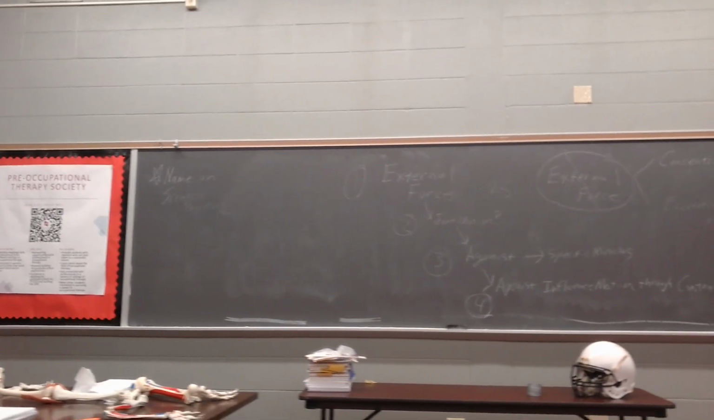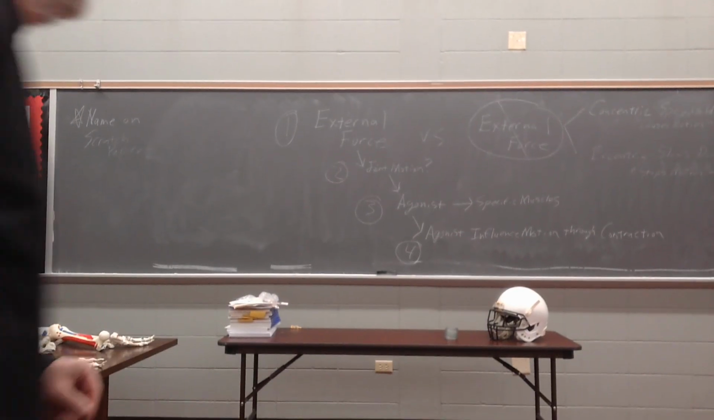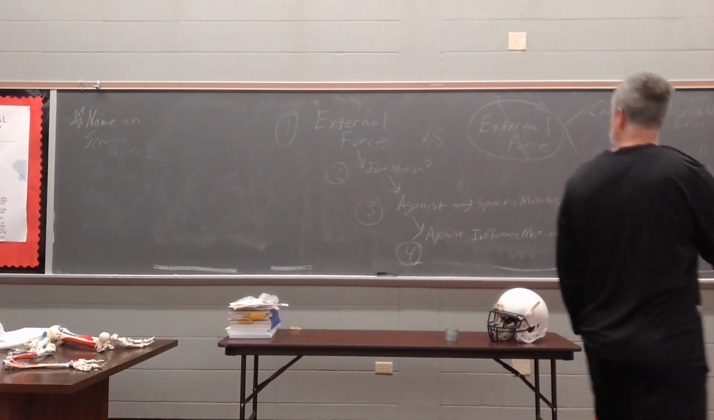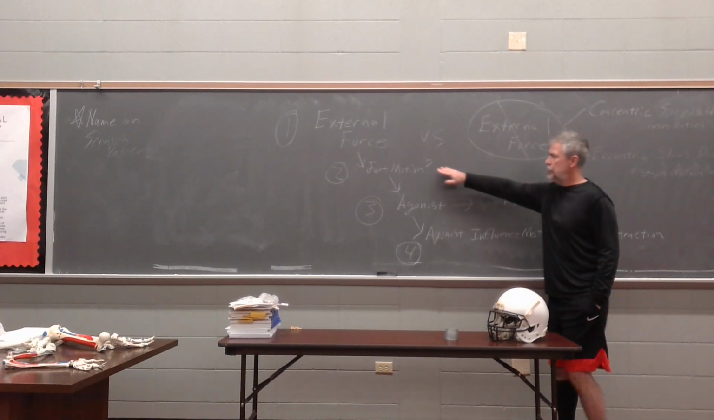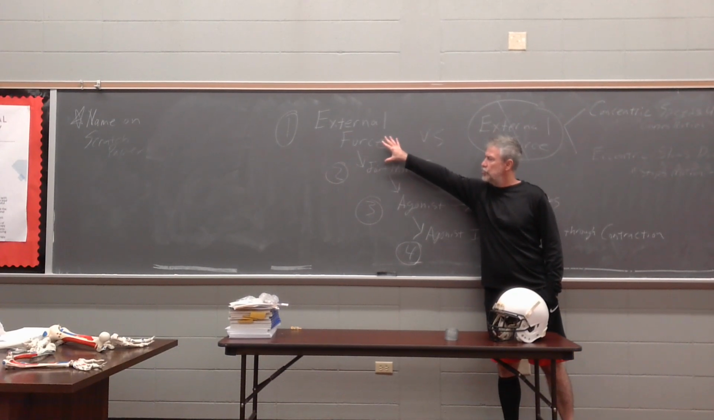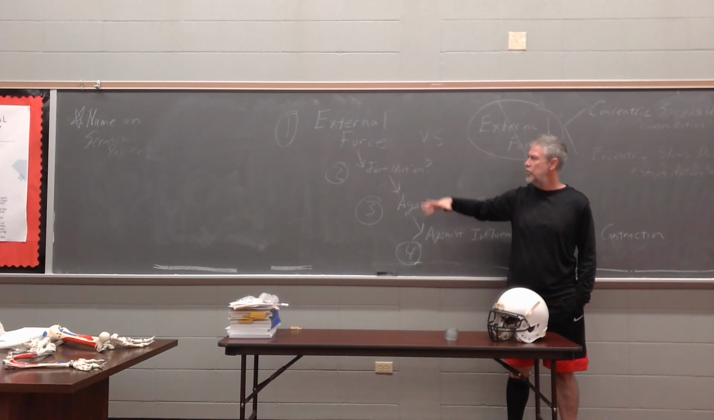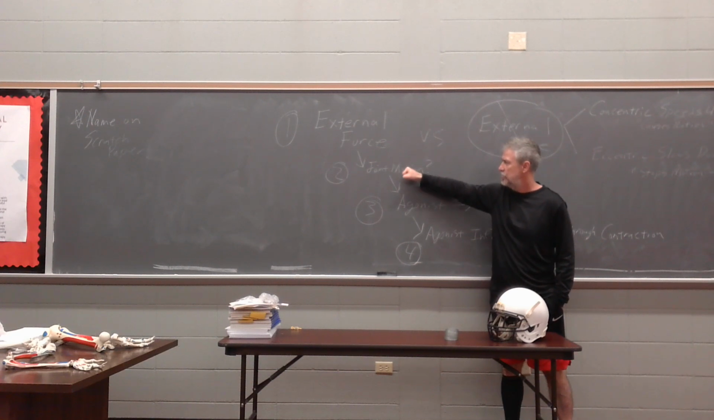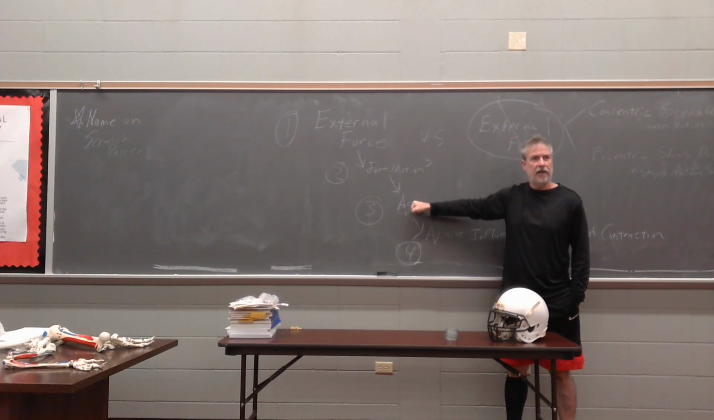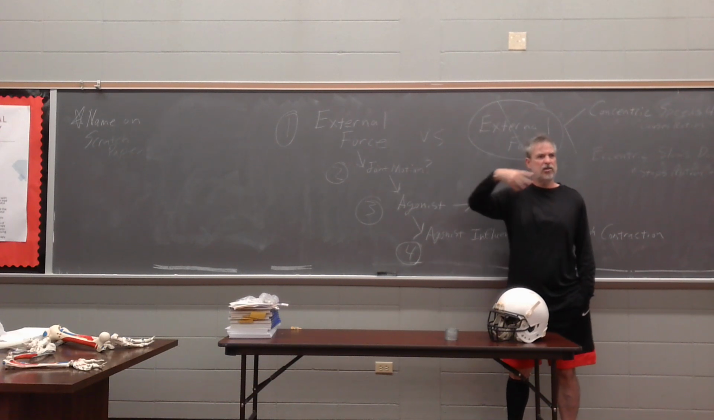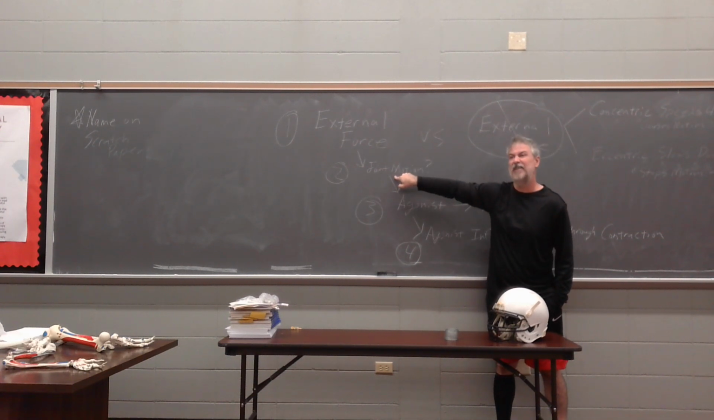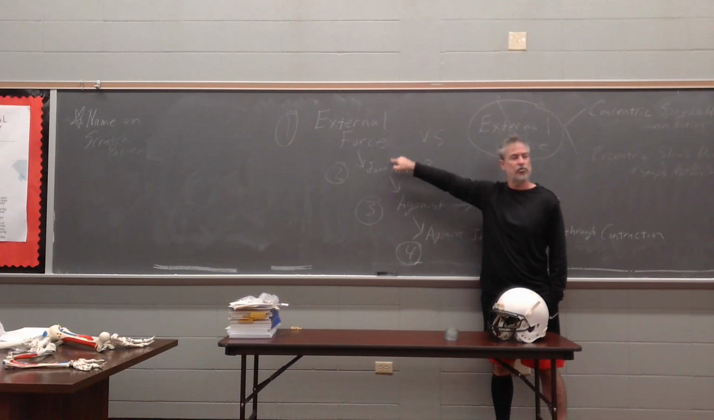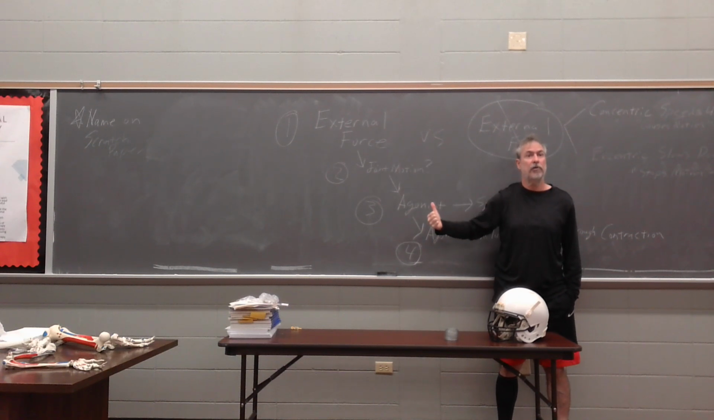Once we have our agonist, external forces trying to cause adduction, I know I need abductors, right? I've identified my agonist. This joint motion question is, what is the joint motion? What is the external force trying to cause? That's what this is. External force trying to cause adduction, I need abductors.